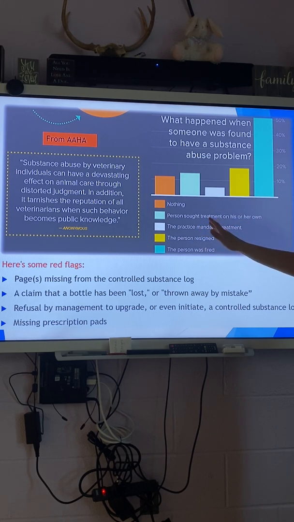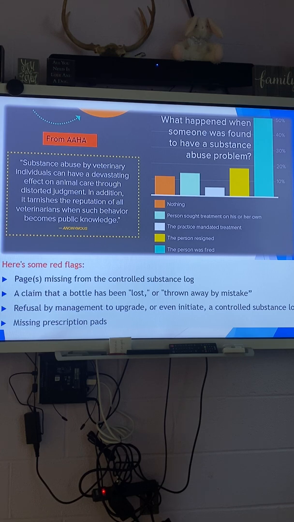Because he was addicted to pain meds, morphine. Okay. Require you to go get treatment, rehab, whatever. 5%: our clinic actually paid for this individual to go to rehab. They paid for it. And then she came back and it didn't work. The person resigned, close to 20%. The person was fired, off the charts. So what's the moral of that story? Don't do it or you're gonna get fired, right? I thought that was very nice to actually pay for her treatment.